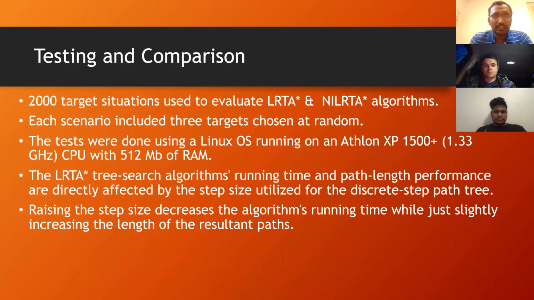Testing and comparison. For this test in the paper, they have taken 2000 targets. They compare two algorithms, LRTA star and NI-LRTA star. Each scenario includes 3 targets, and the tests were conducted on a Linux operating system with a CPU and 512 MB of RAM. The LRTA search tree algorithm's running time and path length performance are directly affected by the step size. Raising the step size decreases the algorithm running time, while just slightly increasing the length of the resultant path.